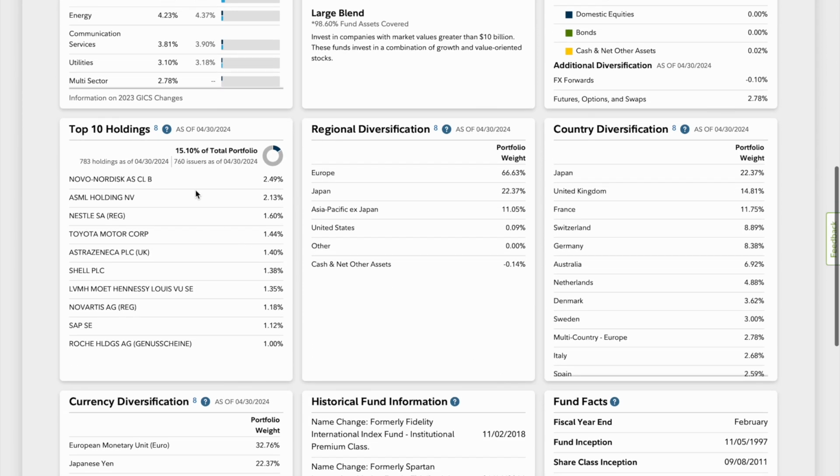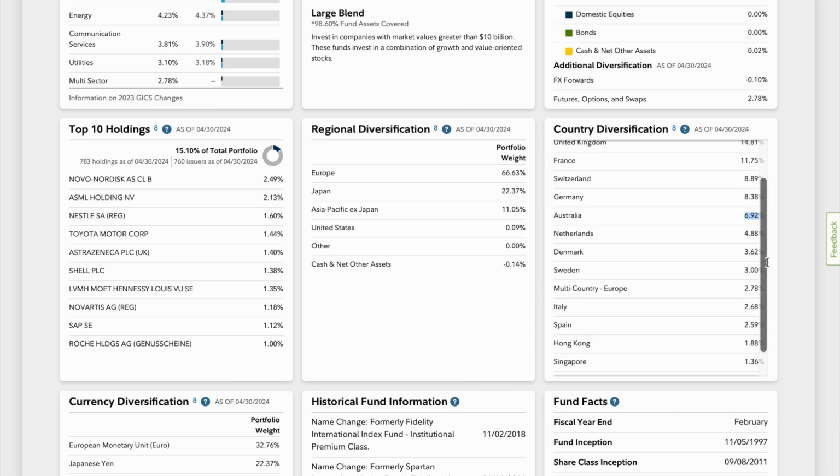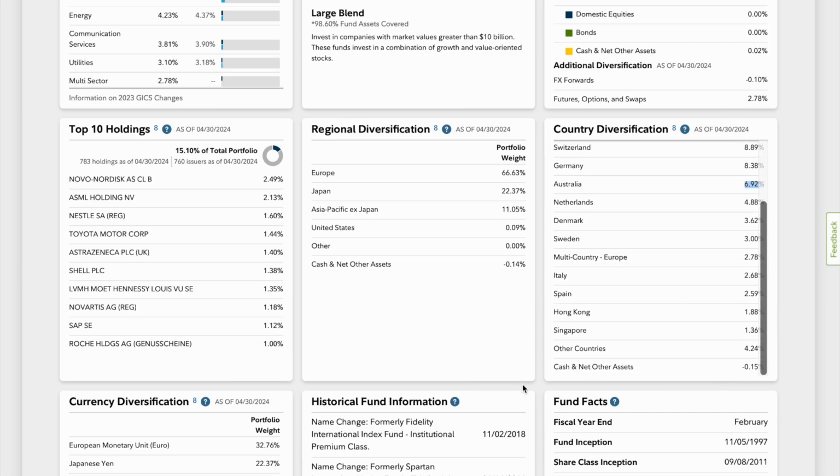Next, we went over the top 10 companies. We know there's 783 holdings, but look at this diversification. 66% is within Europe, Japan 22%. So if you break it down over here in country diversification, Japan, we said 22%, United Kingdom 14%, France 11%, Swiss 8.89%, Germany 8.38%, Australia 6%, and the list goes on here if you want to snapshot it.